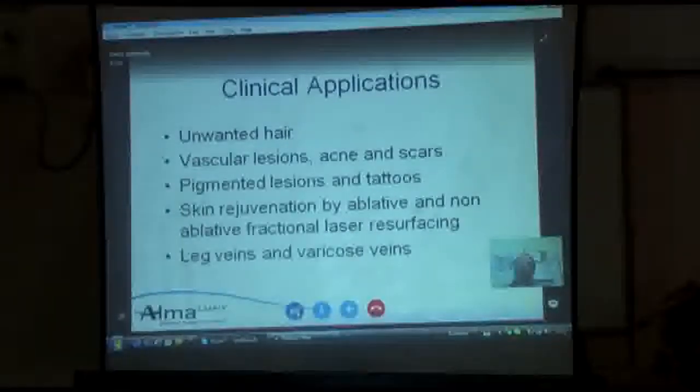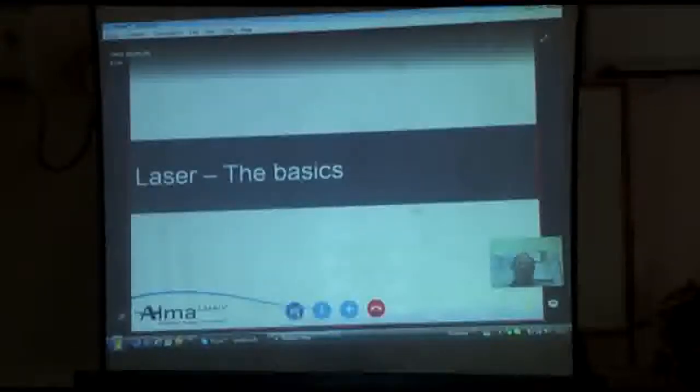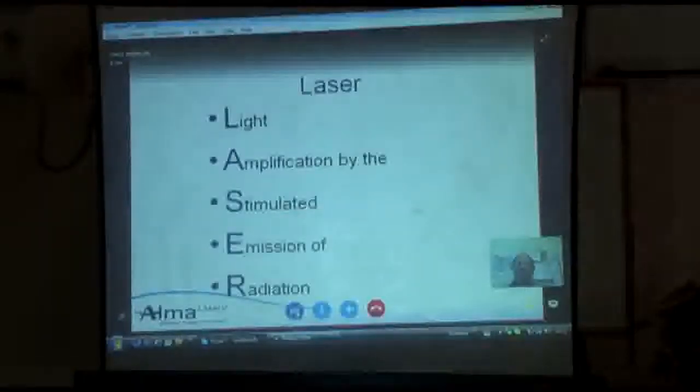And based on the experience we gained in the past 40 years or more of lasers in dermatology, we have gained more than 150 indications we can treat with lasers. What is a laser? Laser is an acronym for light amplification by the stimulated emission of radiation.